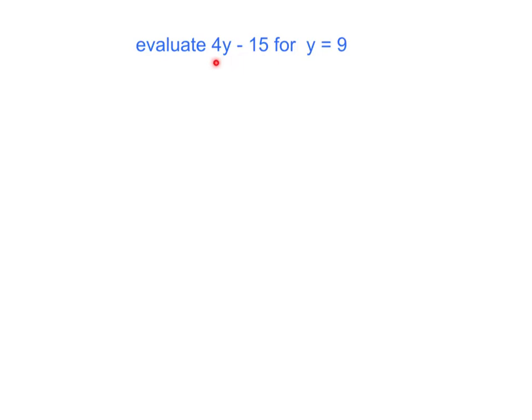So again, this is saying 4 times y. So when I'm working this problem, I'm going to substitute the 9 in for y. So I'm going to rewrite it to say 4 times 9 minus 15. Notice I didn't try to do the math beforehand. I went ahead and rewrote the expression with the substitute number in for the variable.